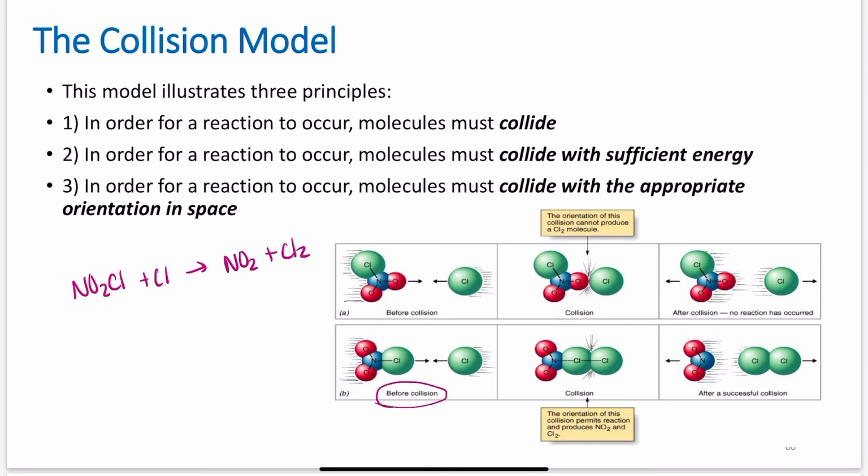Now the second example. Before collision, the NO2Cl molecule is coming in, the other Cl is coming in, and the chlorines do in fact collide. When they collide, they're in the correct orientation in space. So after the successful collision, off goes NO2 in its direction, and off goes Cl2 in its direction. This was a successful collision because they collided with sufficient energy, but they also collided with the appropriate orientation in space.